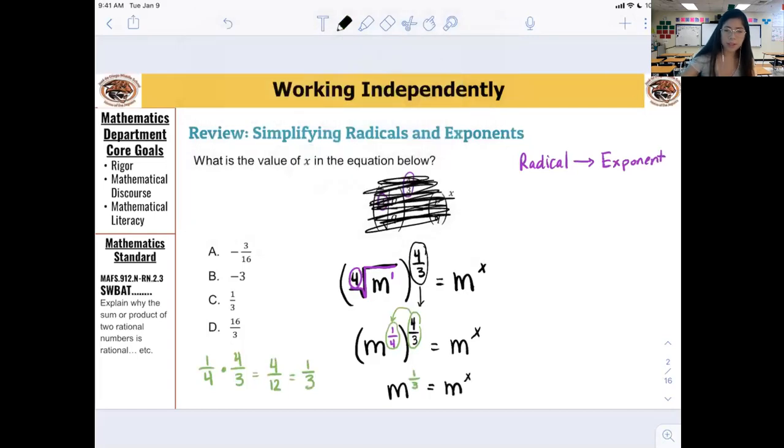m to the power of x. So that tells me that now that I have matching bases, everything is super simplified. Now I just know that x equals 1/3, because that's what makes the equation true. So that's answer choice C. So again, I'm going to ask because, hint, hint, you will see a question very much like this at the end of class today. Do I have any questions on how I got any of those numbers?